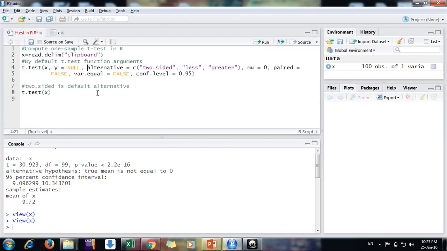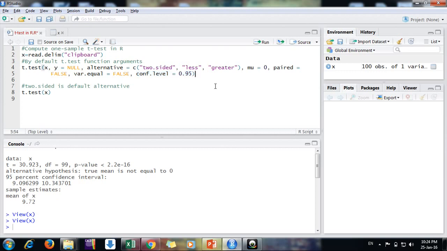Okay friends, for that purpose, there is the kind of test you are using: two-tailed, left-tail or right-tail. What is your hypothetical value? Generally it's zero. Are you doing a paired t-test or not? By default it's FALSE. If you say yes, then it will do the one-sample t-test on differences. Then whether the variance assumption is equal or not: for that it's FALSE, meaning the variance is not assumed equal. This is the default. And the confidence level is 0.95 by default.